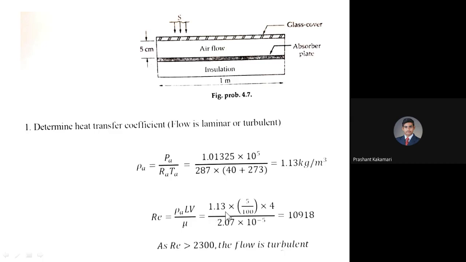So 1.13 density into 5 by 100, that is 0.05 meters, into 4. 4 is the velocity. Mu is the viscosity, 2.07 into 10 is the viscosity. So by that, the Reynolds number is around 10,980. So by the number itself, one can tell it is turbulent.